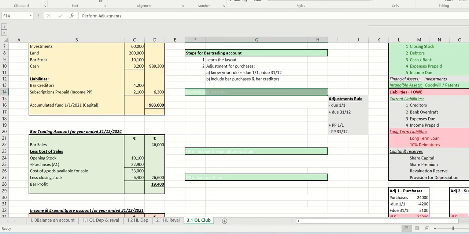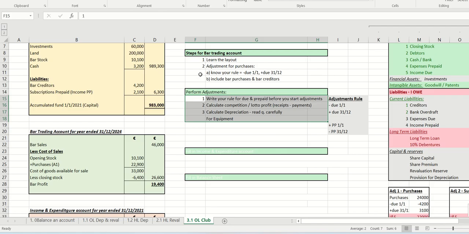Learn your layouts, guys. Practice your layouts. It's most important that you know your layouts. You can worry about doing loads of questions. For sure, that will make you better. But if you don't know your layout, you are stuck and you cannot progress. So please be good at doing your layouts. Now we're going to do the rest of our adjustments. Our little steps for doing our adjustments here.